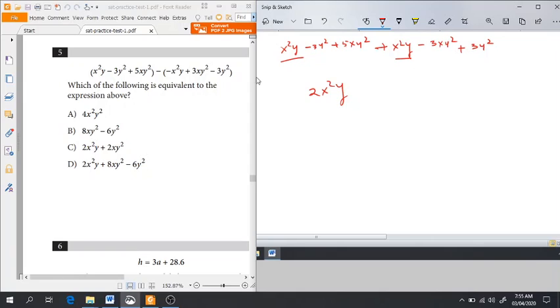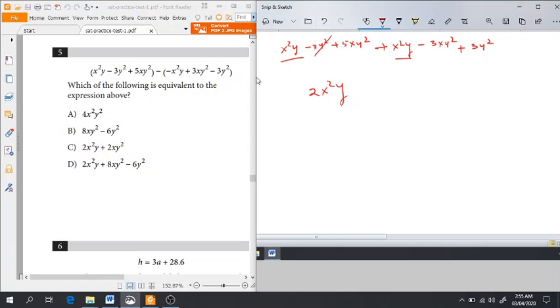2x square y has only C and D. So your answer choice may be either C or D. Now let's further do, as we can't make a decision based on this first term itself. So then let's add the further like terms.